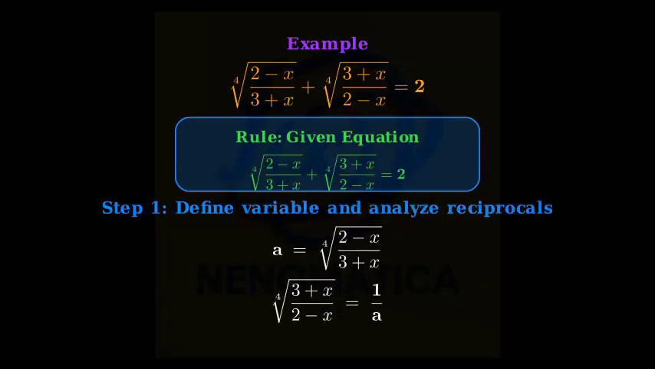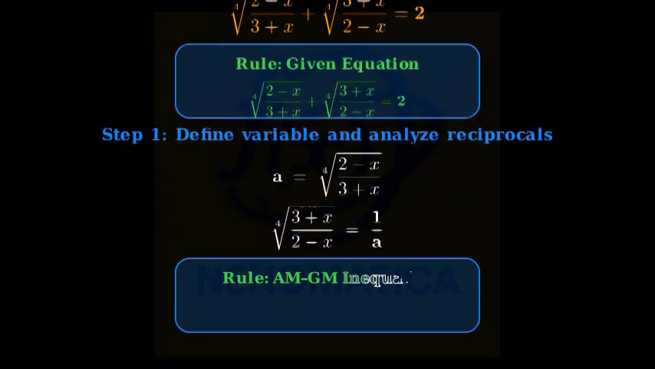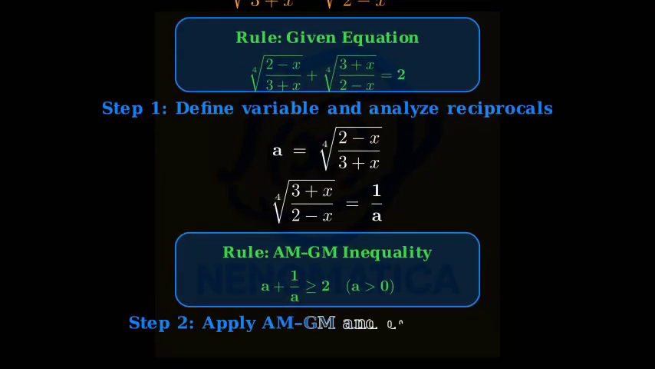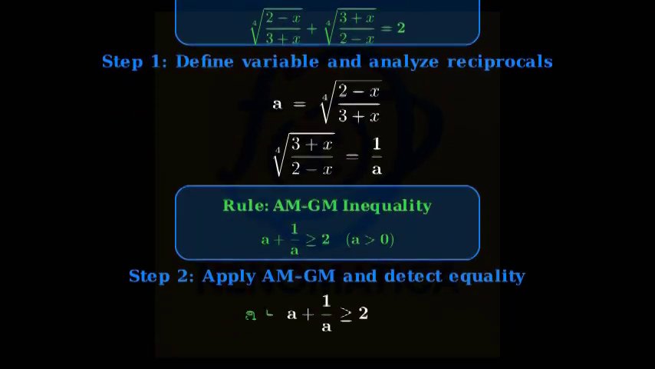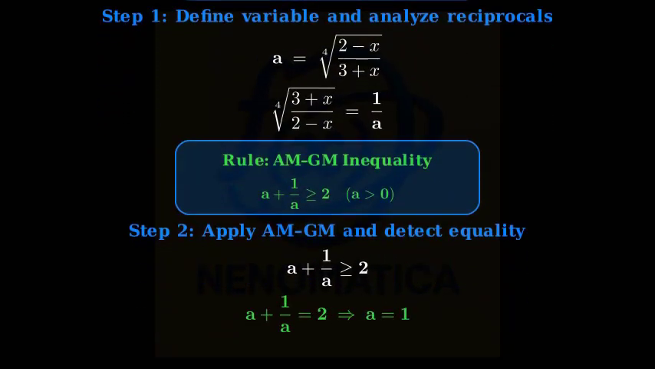Step 2. Apply the AM-GM inequality for positive a. For a greater than 0, a plus 1 over a is at least 2. Because our sum equals 2, equality must hold, which forces a to equal 1.